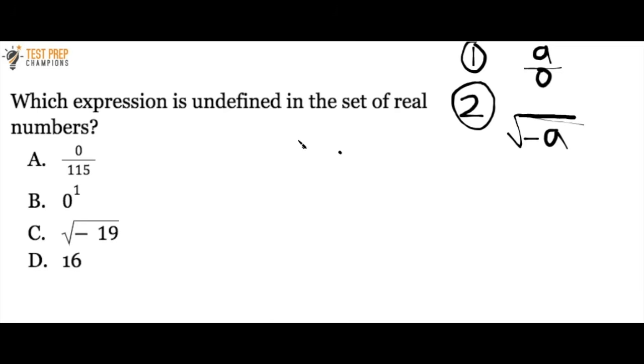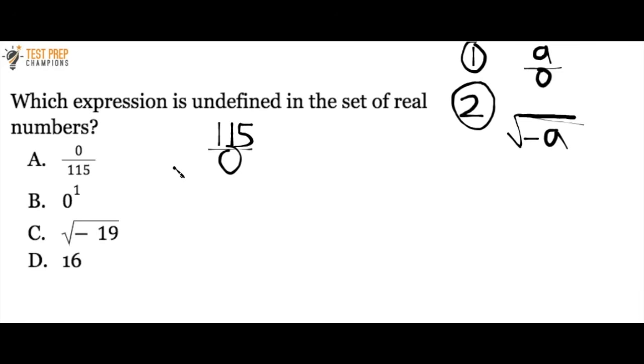So basically, let's check the answer choices here. A, 0 divided by 115. Well, this is fair game. You can do 0 divided by 115, but if this were the other way around, if A was 115 divided by 0, can't do 115 divided by 0, or any number divided by 0.